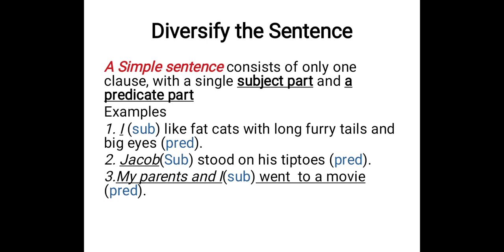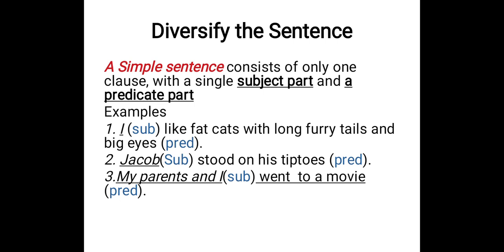A simple sentence consists of only one clause with a single subject part and another single predicate part. See the examples given there. Sentence number 1. I like fat cats with long furry tails and big eyes. In this sentence, I is one subject and predicate is the remaining part of the sentence.